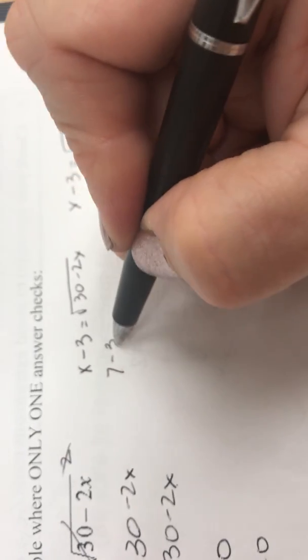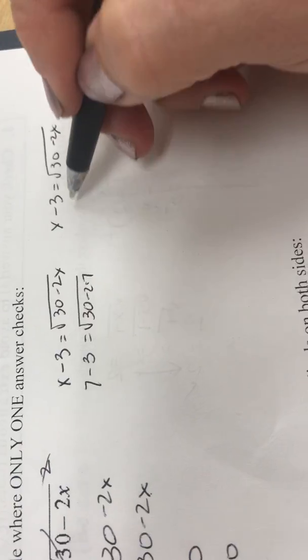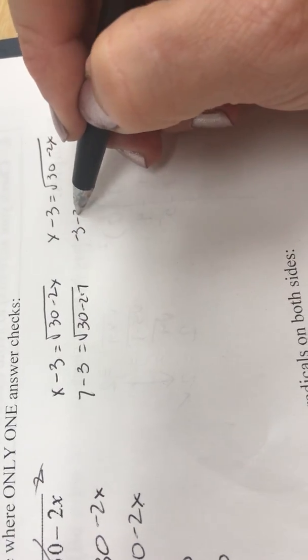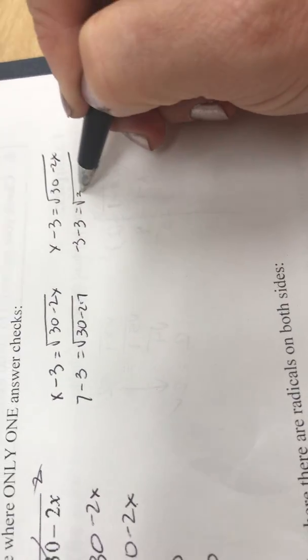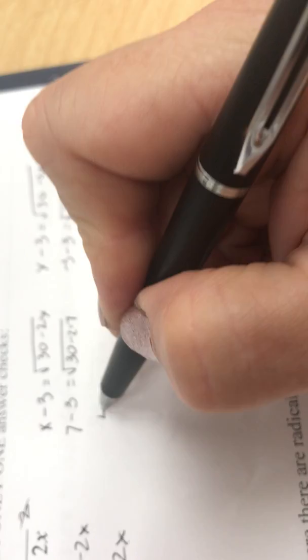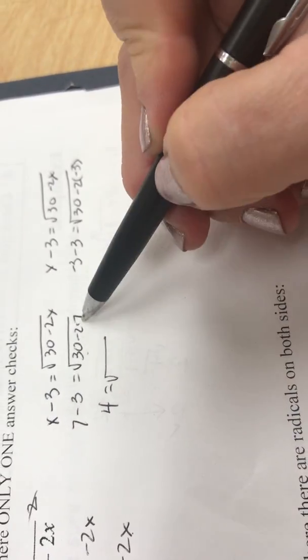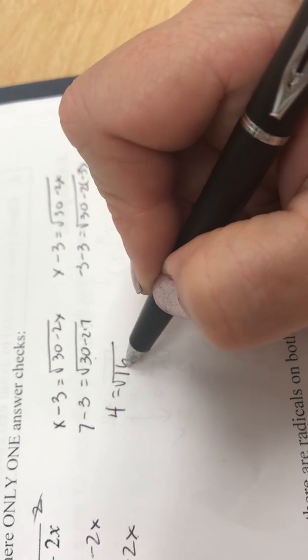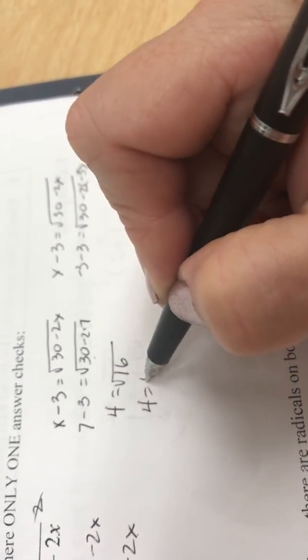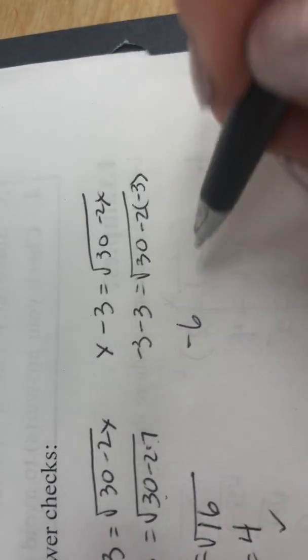Substitute the 7 in one of them, and the negative 3 in the other. I'm going to use parentheses for that since it's multiplication. This side gives me 4. And this side gives me 30 minus 14. 30 minus 14 is 16, and the square root of 16 is 4. That checks.